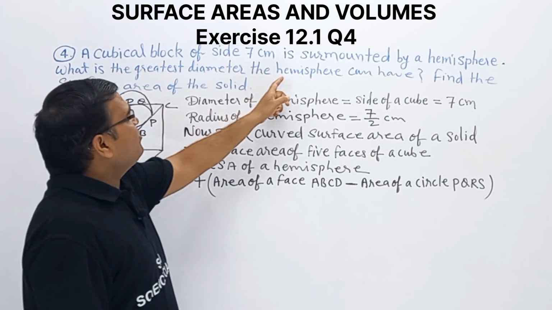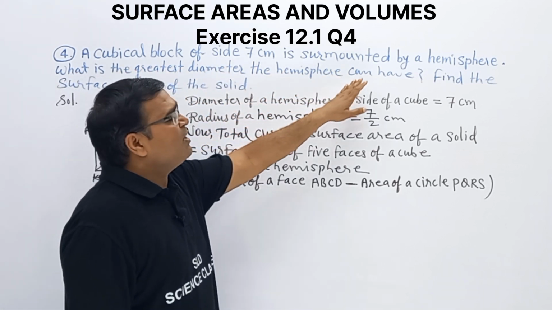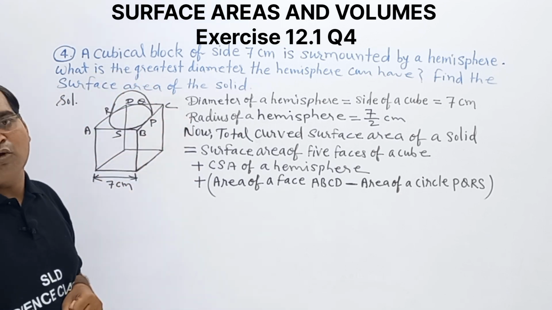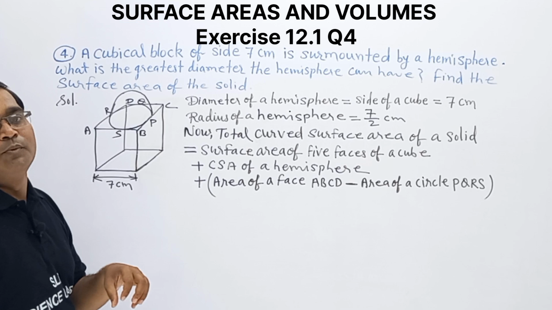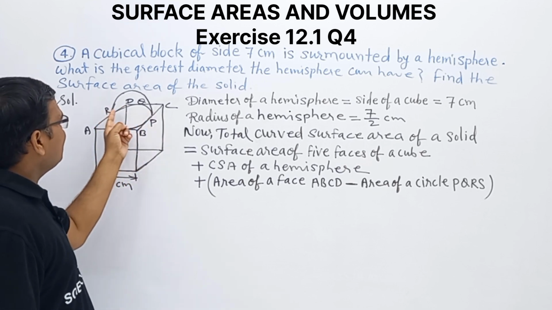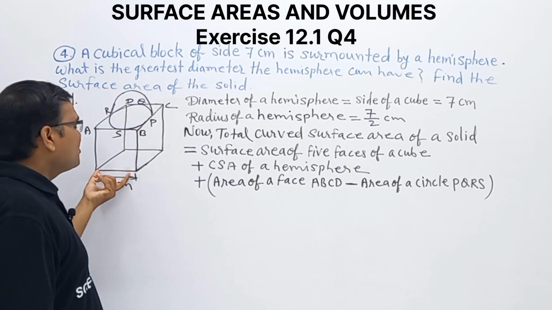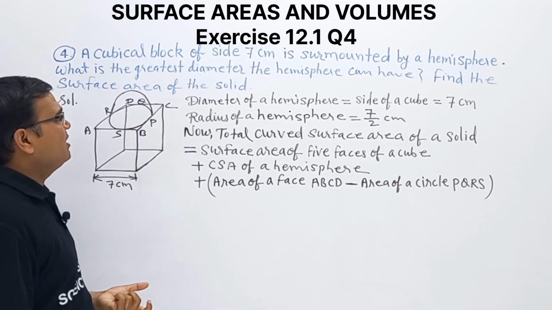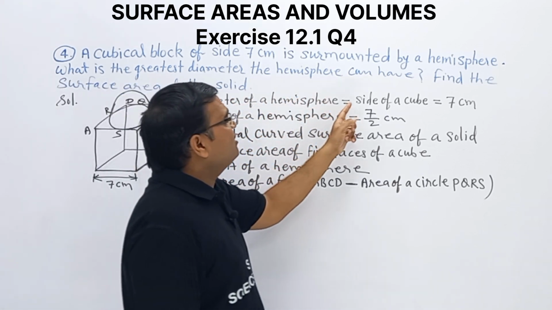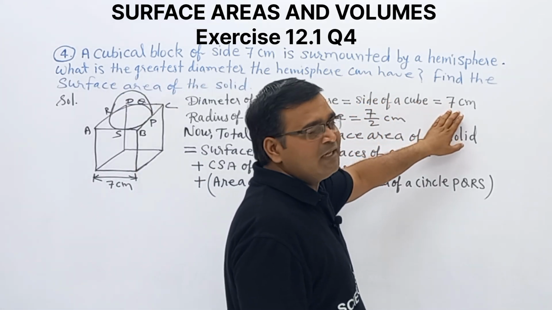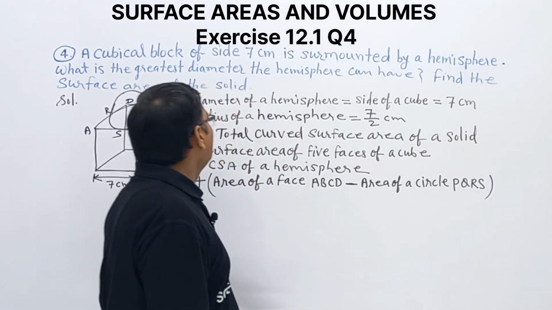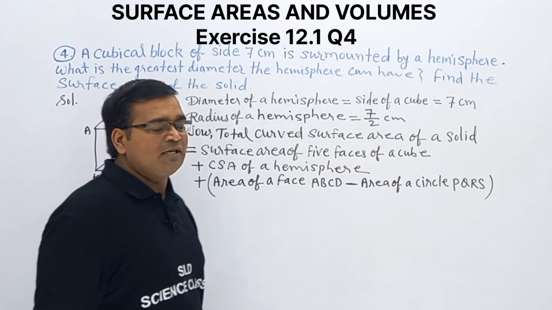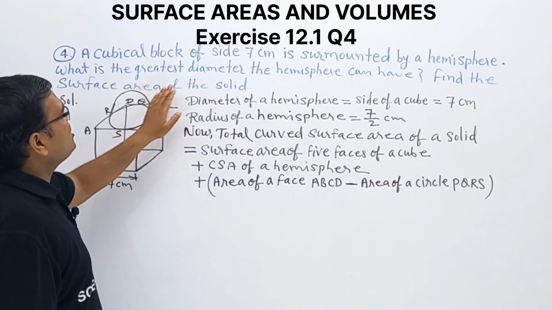What is the greatest diameter the hemisphere can have? We are surmounting the hemisphere on the top face of a cube. So the greatest diameter will be the side of the cube. The diameter of the hemisphere equals the side of the cube, and this is given in the question: 7 centimeter. The radius of the hemisphere will be half of this, 7 by 2 centimeter. Clear?